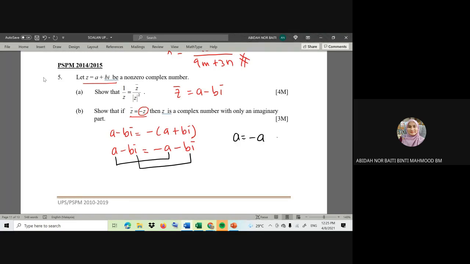And for your imaginary, negative B equals to negative B. Okay, this is the complex number. Okay, this is the first one, 1 mark here. Okay, another one is stated with only an imaginary part. Only imaginary part, what does it mean? With only imaginary part means no real part. Okay, we compare with the imaginary part only.